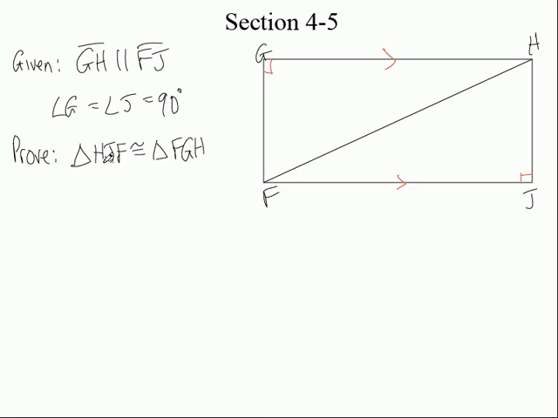And let's see. We want to prove that these two triangles, FJH, this triangle down here, is congruent to this triangle right here. Let's go through it. Well, look at it. The only thing I know right now is that this angle and this angle are equal to each other. But I know parallel lines cut by a transversal, so we should know some stuff now, don't we?